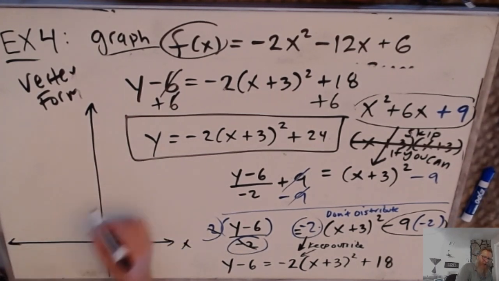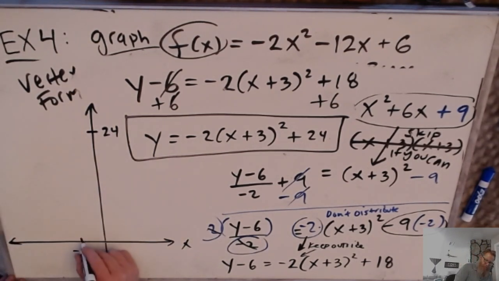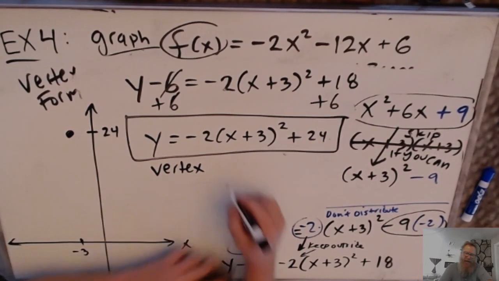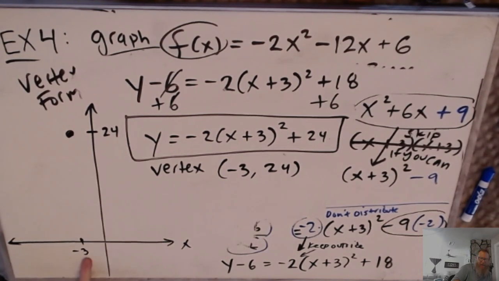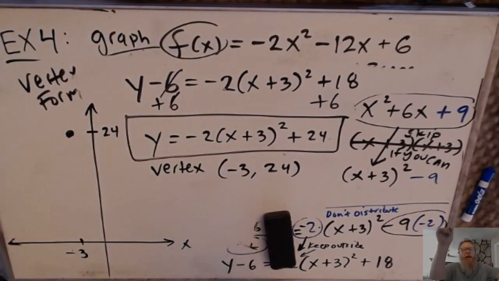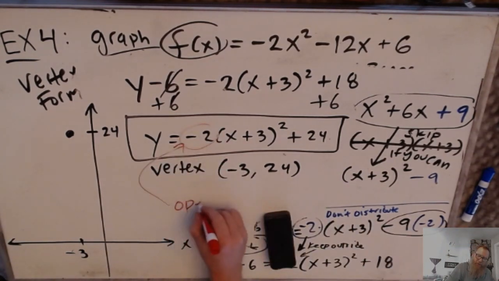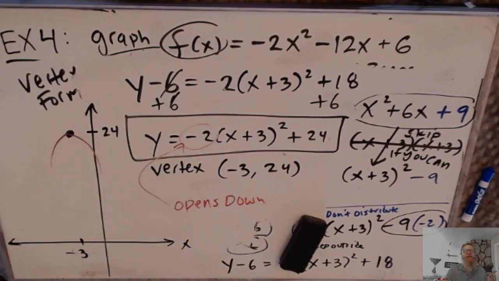Sometimes it's nice not to have graph paper because you can just make a mark wherever you feel like and just call that 24. So your vertex is at -3 and 24. So right here, -3 on the x and 24 on the y-axis. Which way does it point? Does it point up or does it point down? Look at the leader. Opens down. So I know I have a parabola that looks like that.